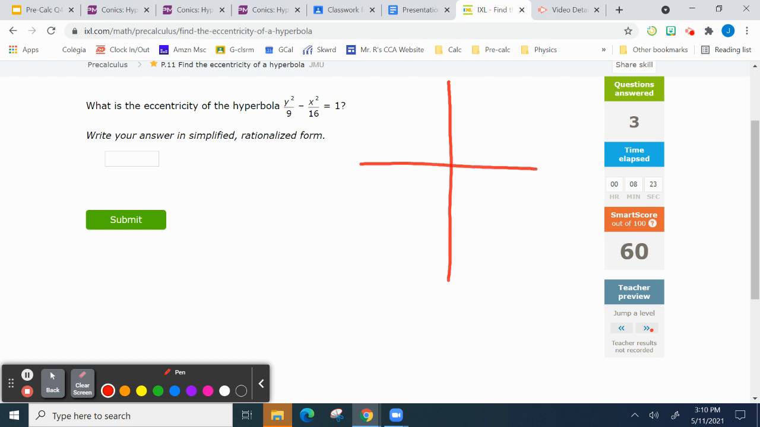So that is going to be A squared, and that's going to be B squared. So A is going to equal 3, and B is going to equal 4. And the center is going to be at 0, 0, right? And is this up and down or sideways? It's up and down because the y is in the front.